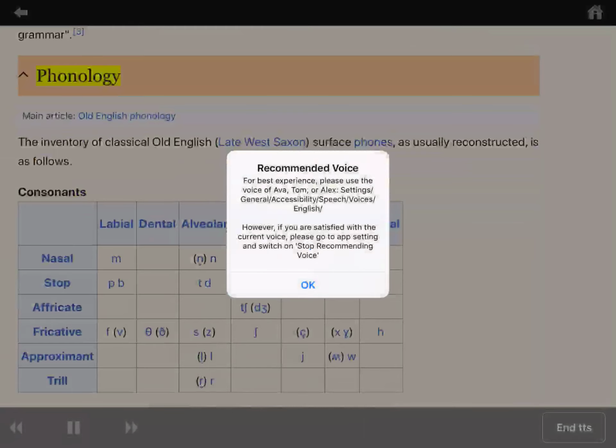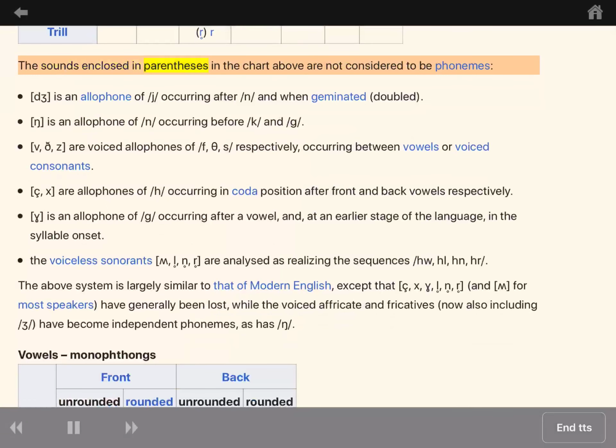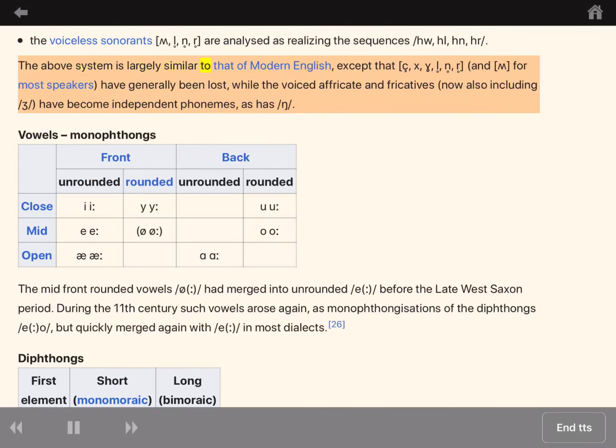Phonology. The inventory of classical Old English surface phones, as usually reconstructed, is as follows. The sounds enclosed in parentheses in the chart above are not considered to be phonemes. The above system is largely similar to that of modern English, except that geminate consonants have generally been lost, while the voiced affricate and fricatives have become independent phonemes, as has ng.